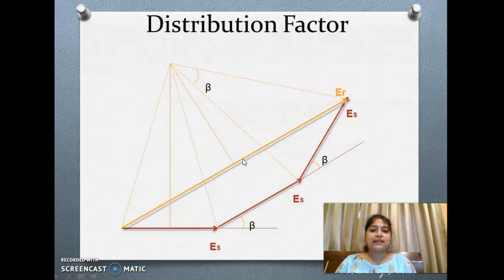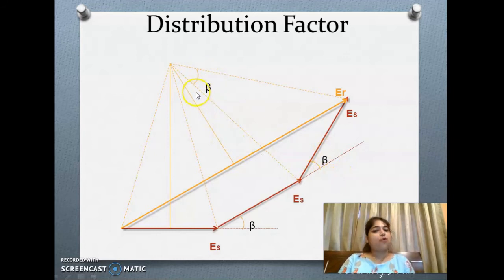Now let's try to get the value of beta. If we understand that this is nothing but the angle beta by which it is displaced, we will come to know that this is the same angle which the center is forming with ES. If this is the center, and this is the isosceles triangle which has been formed here, then for this particular isosceles triangle, these two sides are the same and the angle between them is nothing but beta.